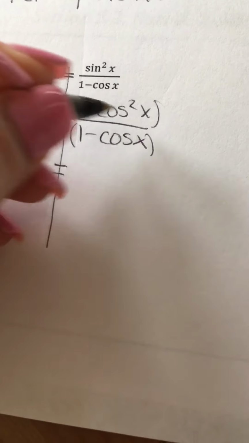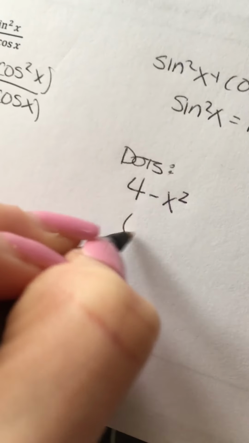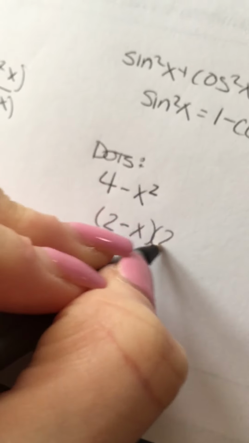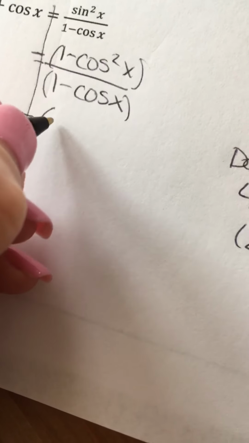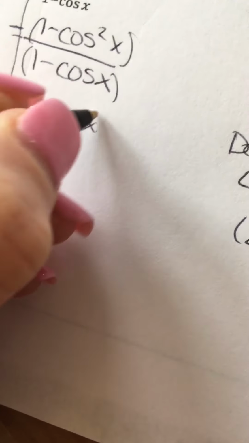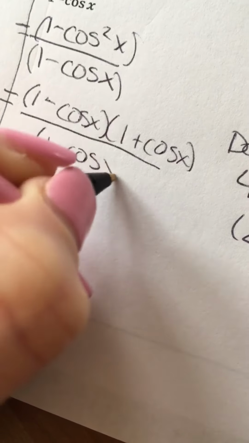Now we can't cancel anything out right now. Think of these terms as stuck together; do not cancel anything here. But what I can see is that this top is again a difference of two squares. It's of this form, 4 minus x squared, and we would say that this is 2 minus x, 2 plus x. It doesn't matter which one's plus or minus. But I can apply this idea to 1 minus cosine squared. So I'm going to say 1 minus cosine of x, 1 plus cosine of x, all over 1 minus cosine of x.